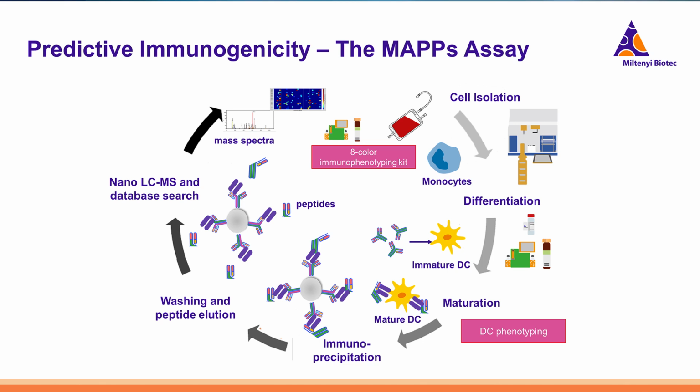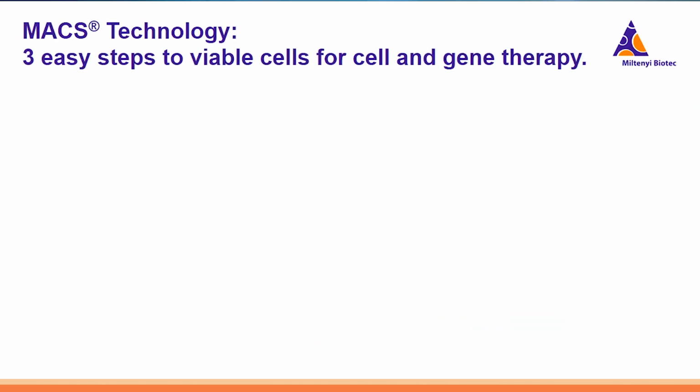Finally, after several wash steps, the peptides are eluted from the HLA-DR complexes by a pH shift and then analyzed by nano-LCMS with subsequent sequence identification using database search. And now I will present you our MACS technology, which requires only 3 easy steps.